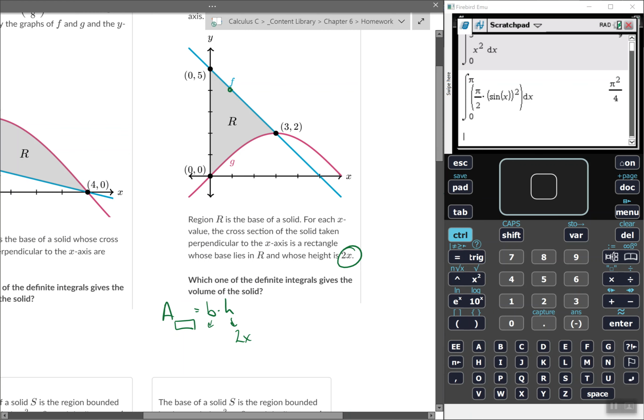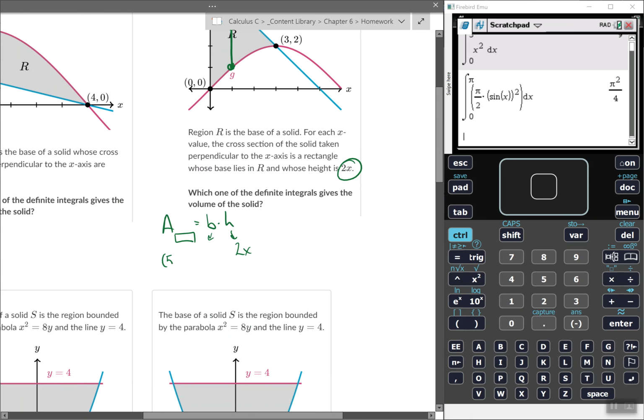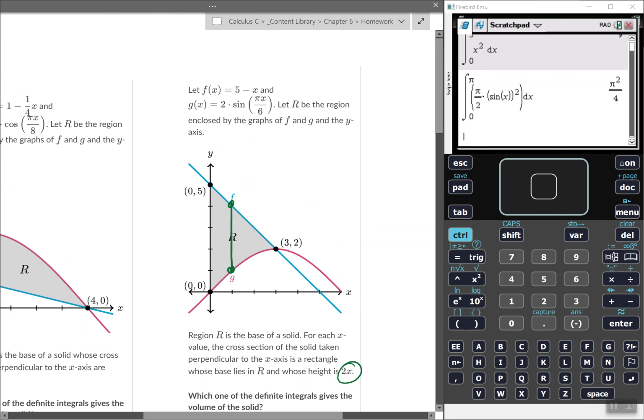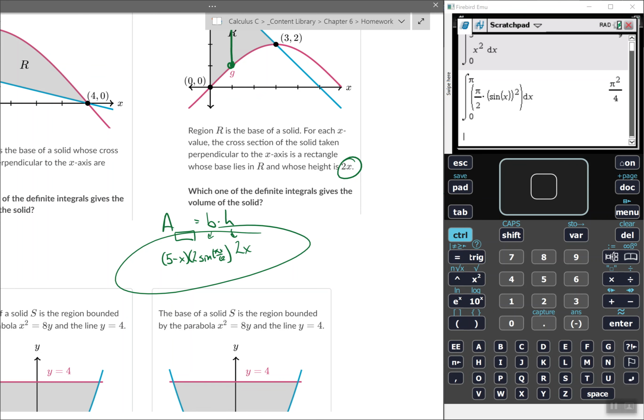To get the length from f to g, we're going to take the difference of those two functions. The function f is 5 minus x, so we'll start with 5 minus x, and the function g is 2 sine of pi x over 6. Okay. So we have the base and the height. This whole mess is what we're going to integrate. Again, not something we want to try to do by hand. That's why we're using the calculator. This would be a very challenging integral to try to do by hand.